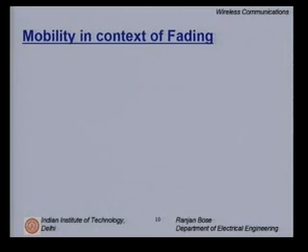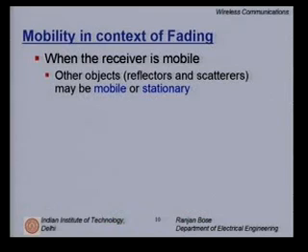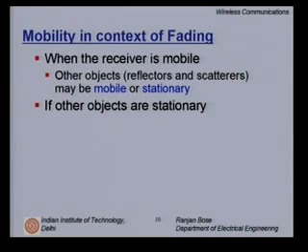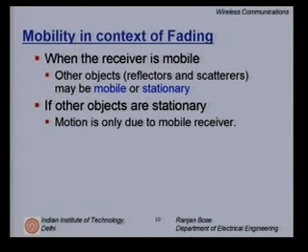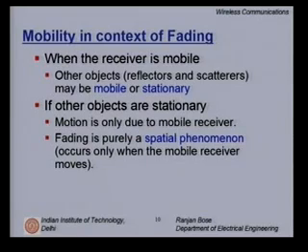Now let's consider mobility in the context of fading, because we are in a mobile environment. The mobile station is free to move. So let us look at the effects. When the receiver is mobile, other objects, reflectors and scatterers may be mobile or stationary. We have seen that. If the objects are stationary, motion is only due to the mobile receiver. Fading is purely a spatial phenomenon, occurring only when the mobile receiver moves.